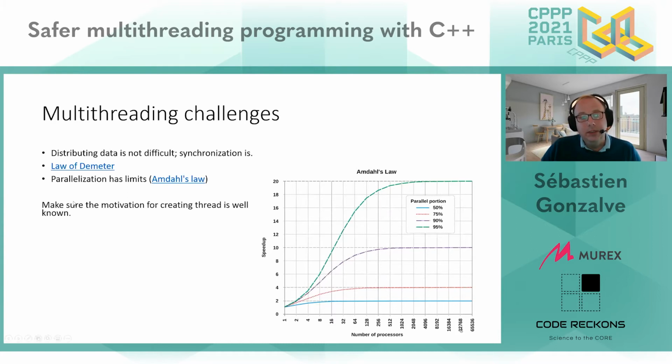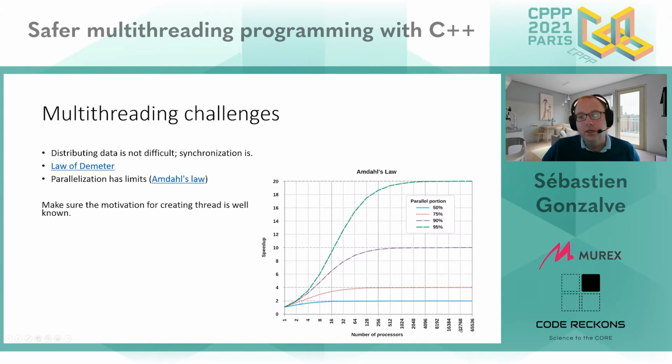And the last point is that parallelization has limits. The nice thing is that there was a talk about performance yesterday, and this graph was already shown to you. So we had the same one.